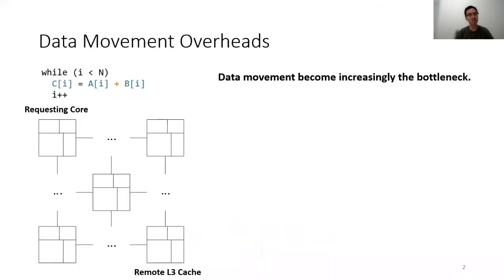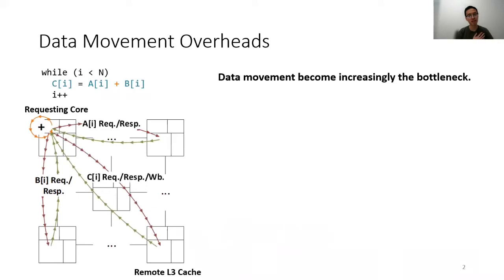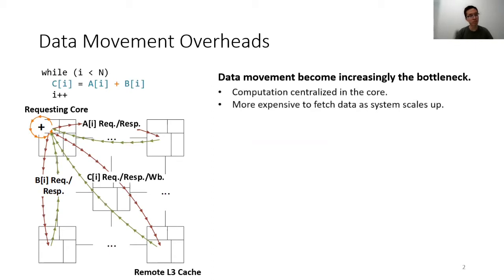In modern processors, data movement has become an increasingly challenging bottleneck. This is largely because conventional systems are core-centric. They first fetch all the data to the core, perform the operation, and then write back the result. This data movement problem becomes more severe as systems scale up. While prefetching can partially help to reduce the latency and the request traffic, it does not reduce data movement.